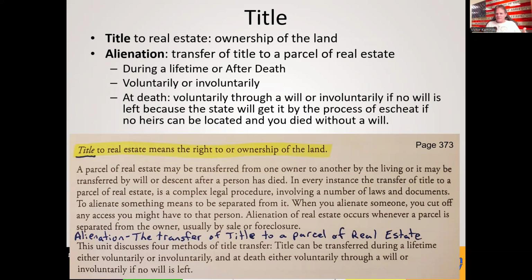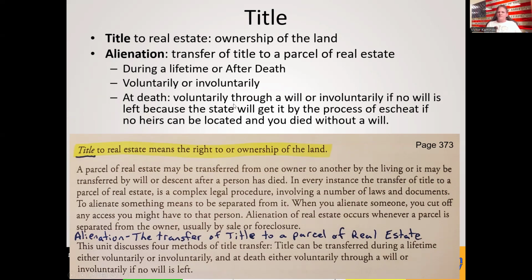There's no document in real estate called title. Title simply refers to the ownership of the land. And alienation is a transfer of that ownership, the transfer of title to a parcel of real property. This can be accomplished during your lifetime or after your death. It could be voluntary or involuntary.